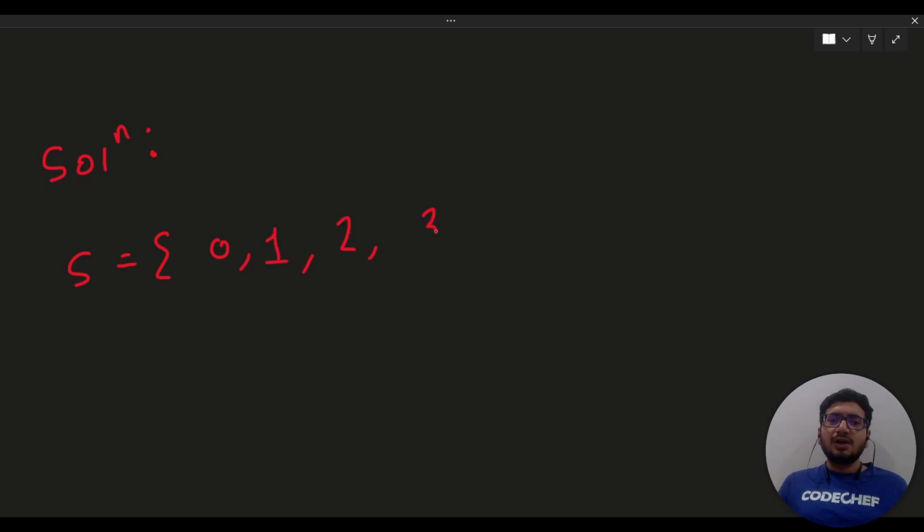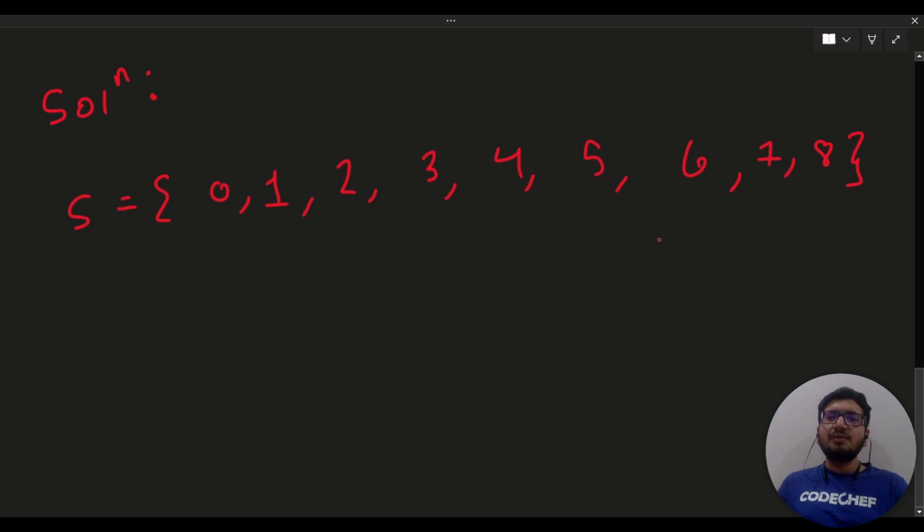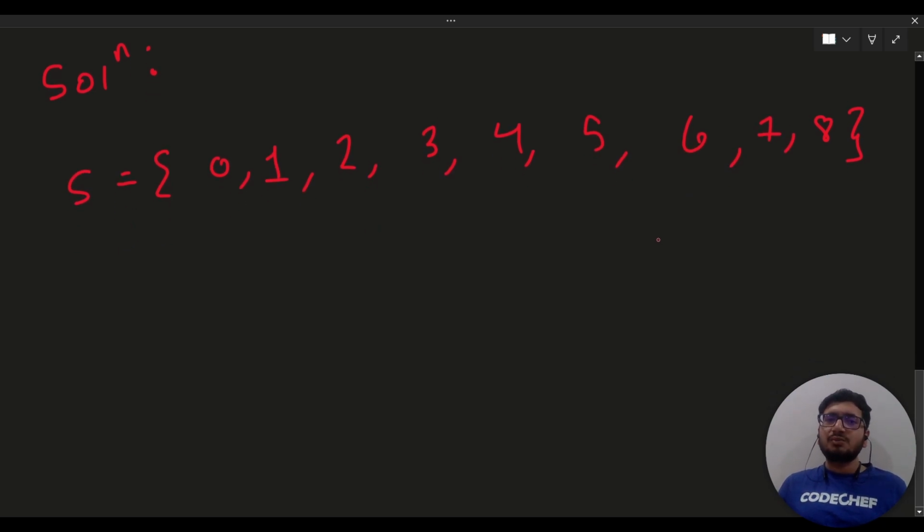Let's see how we can approach the solution. Since we want to minimize our score, it is always ideal that we eliminate the largest number as soon as possible. So let's say we have something like this. In our set, we have the elements 0, 1, 2, 3, 4, 5, 6, 7 and 8. We want to eliminate the big numbers as soon as possible.